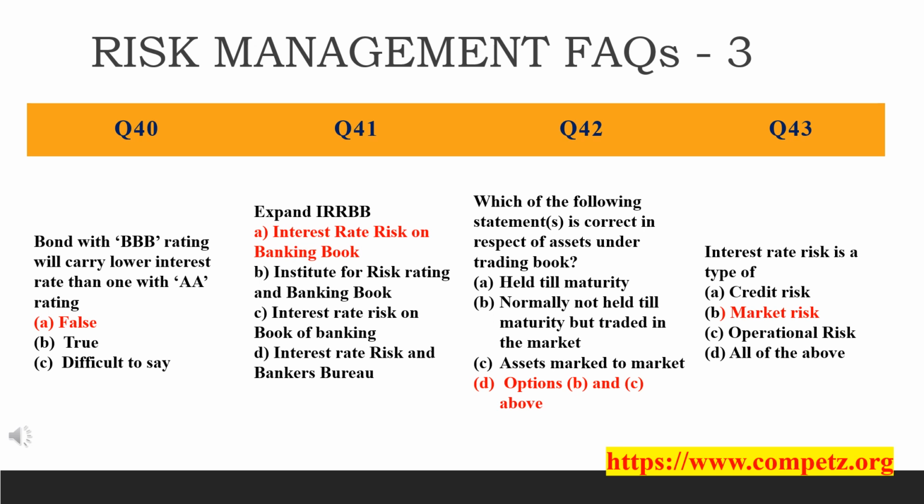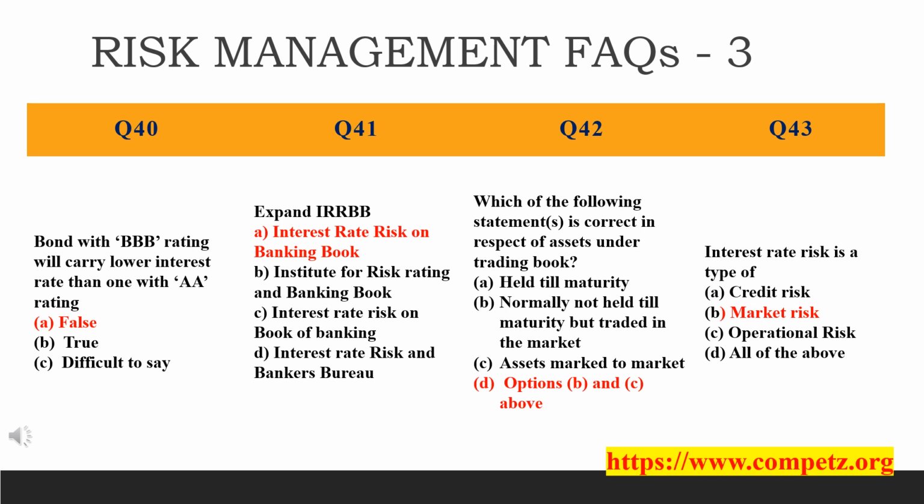Moving on to the next question, which of the following statements is correct in respect of assets under trading book? So see, there are options given here. The answer is the last option, that is D, which combines options B and C above. So what are the options B and C? We will see now.